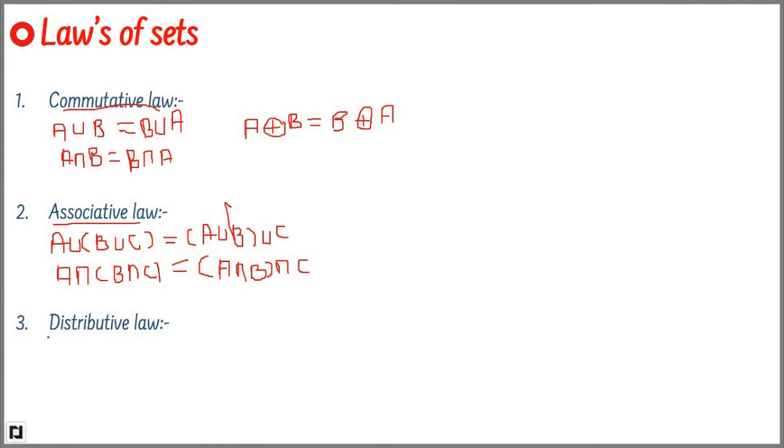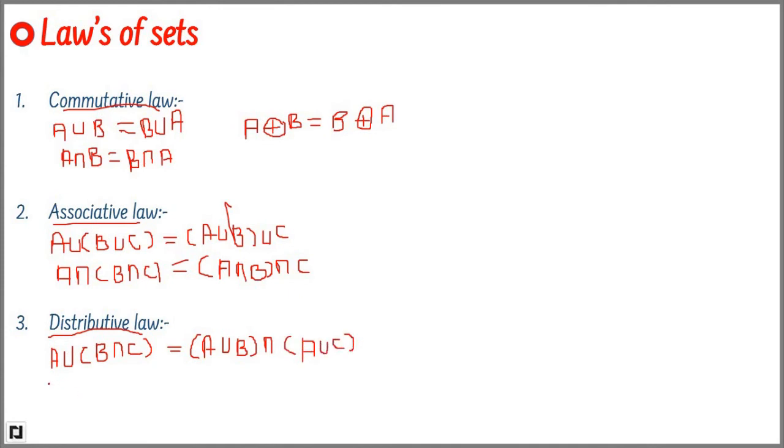The next is distributive law. In distributive law we have 2 formulas, which are A union (B intersection C) equal to (A union B) intersection (A union C).